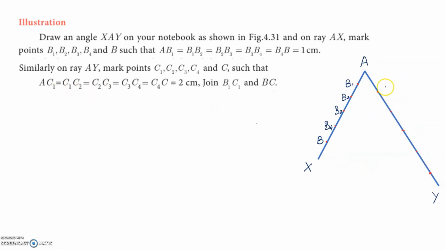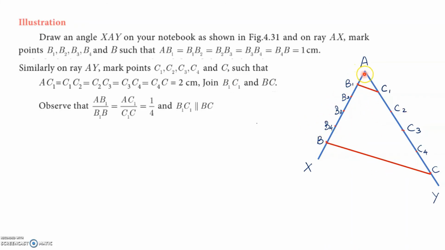Let's mark them. C1, C2, C3, C4, and C. So we can say that they are equidistant. Now let's join B1C1, and BC. Once we have done this, we can say that the ratio AB1 divided by B1B, so this length AB1 divided by this length B1B, will be 1 over 1, 2, 3, 4 parts. And this is 1, as we have assumed this to be 1 centimeter. So AB1 by B1B is equal to 1 by 4.